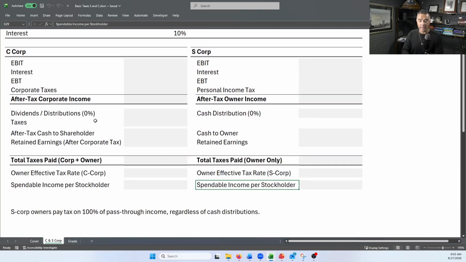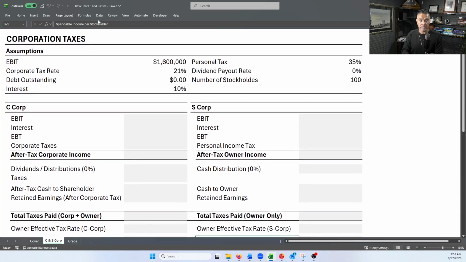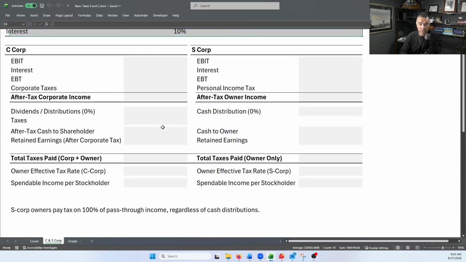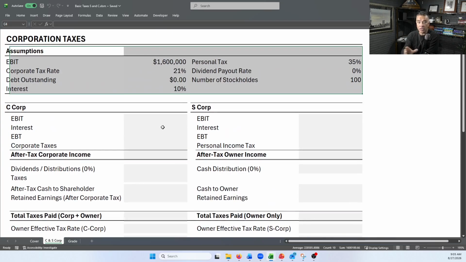Okay, let's go to our C and S model here. What we have here is we have our assumptions. This is real important. I unlocked it for you so that you can play around with it. You can see and adjust it to see the impact that it has on our model. So here's our assumptions, and then here's our C Corp and S Corp. And I'm going to slowly go down and talk about each one. We'll see how that works in that regard.